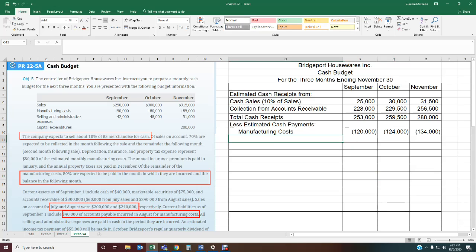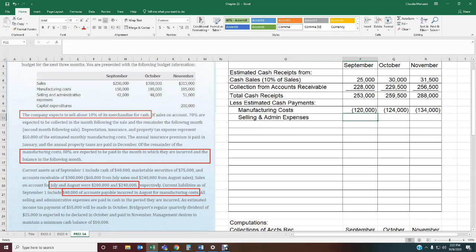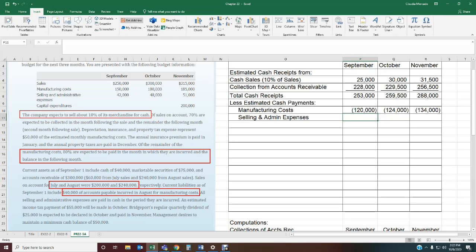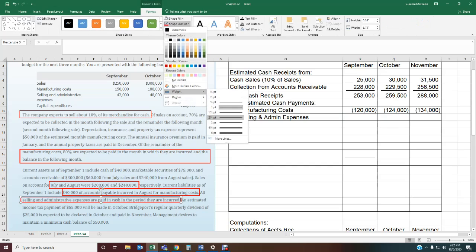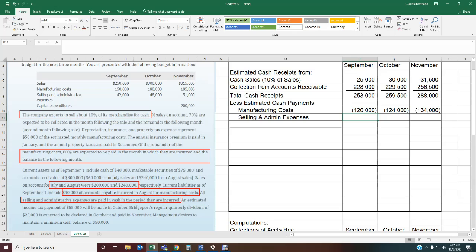Now the next thing we have are selling and admin expenses. Now for selling and admin expenses, it says right here, selling and admin expenses are paid in cash in the period they are incurred. Okay, so we need to be very extra careful with the information provided. So selling and admin are paid in the period they are incurred. Okay, so I've got selling and admin of 42,000 for September, 48,000 for October, and 51,000 for November. Okay.